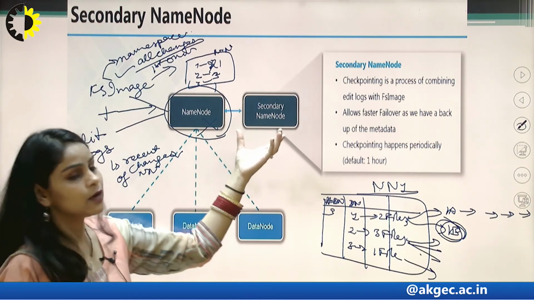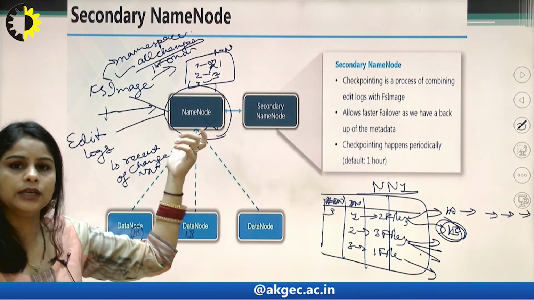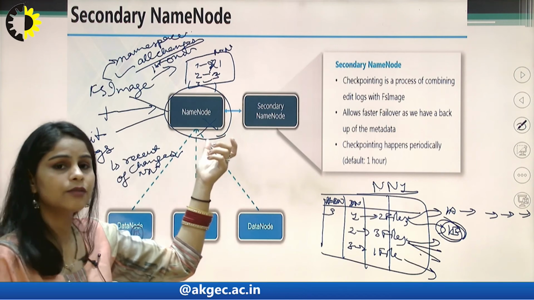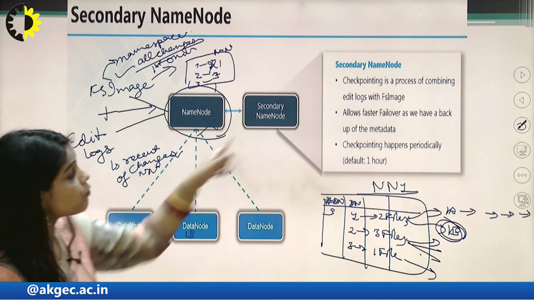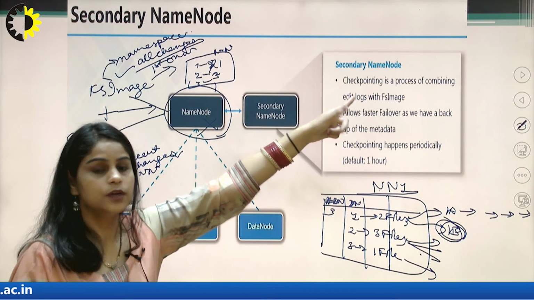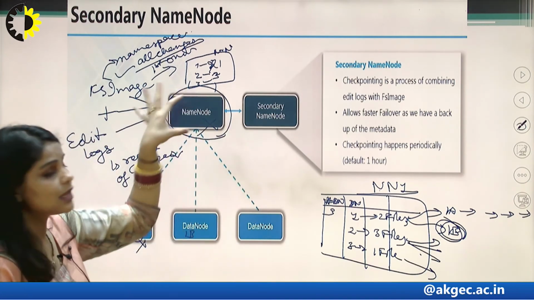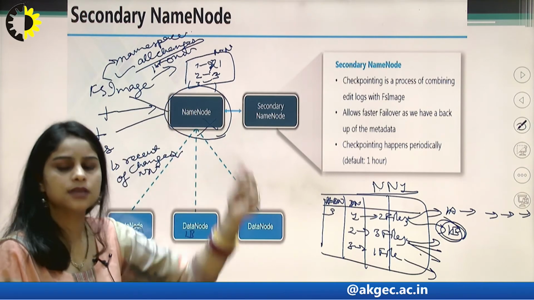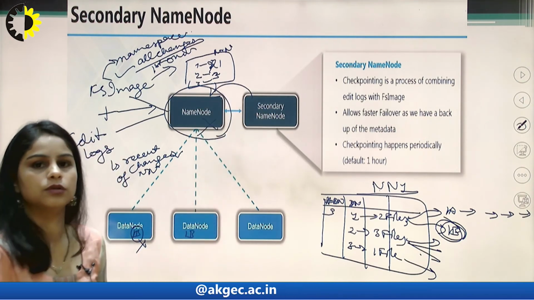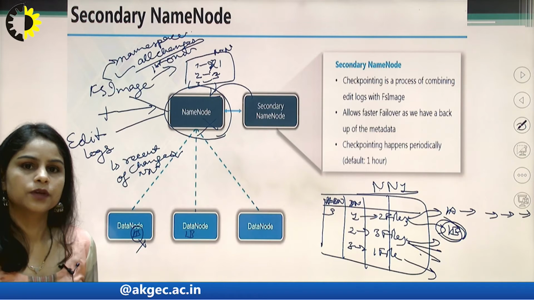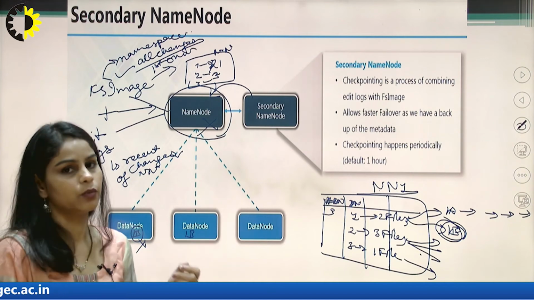It crashes. Then what happens? We can easily go to the secondary name node and get all the information about the name node. How can we do that? Because it is having FSImage as well as edit logs, and it is performing a process called checkpointing. So it is having all the information that has been stored in the name node. So as soon as this name node stops working, we can easily replace it with a new name node and we can copy all the information into the new name node. Right? So this is how we can have a faster recovery from the failover.